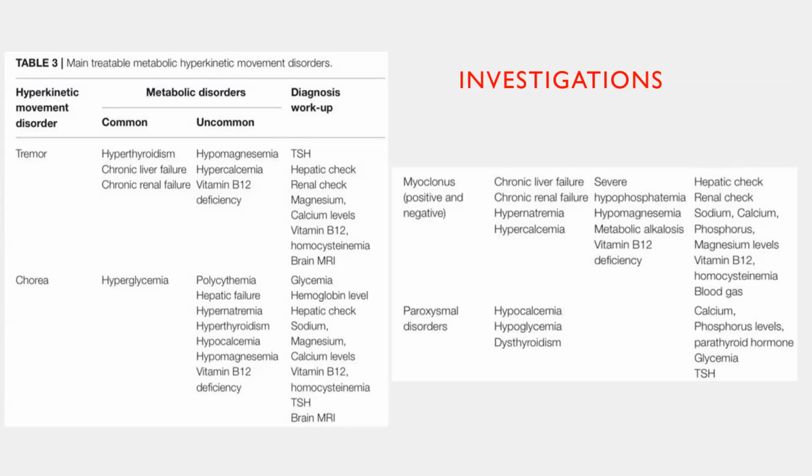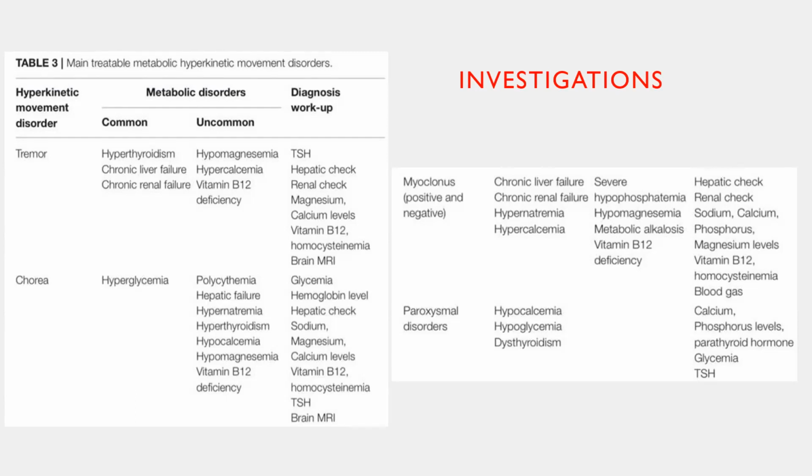So always you rule out, if a tremor patient comes, you don't just label as essential tremor and send back. In a tremor patient, at least you evaluate thyroid profile, hepatic panel, renal profile, magnesium, calcium, B12, homocysteine level, and brain MRI. So this is a mandatory investigation in a tremor patient. If you find any of these investigations positive, you can completely reverse the condition, rather than putting propranolol and all those things and sending the patient back. So evaluate any tremor patient.